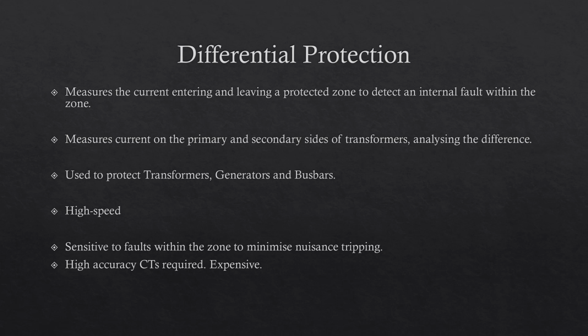Of course, there are three phases. It's used to protect transformers, generators, and bus bars. It's incredibly high speed, and it's quite usefully sensitive to faults specifically within its zone, which then minimizes nuisance tripping because it's not affected by anything outside of the zone, because it's just looking for differences within itself.